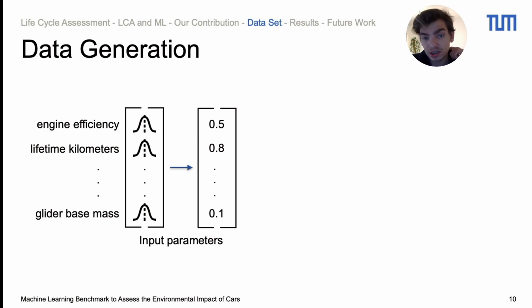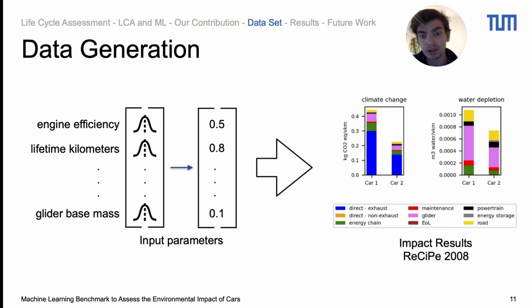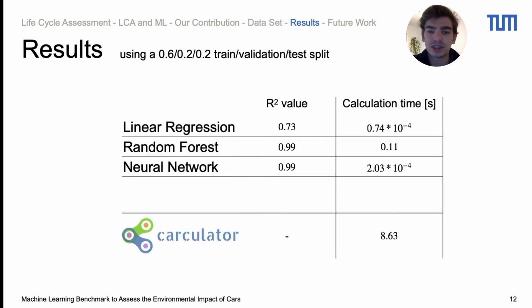And the results in this dataset are calculated using the calculator tool and the recipe 2008 method. So the recipe 2008 method is one of these standardized calculation tools to get from the chemicals to the final results. We already started to try to fit some models to this dataset.